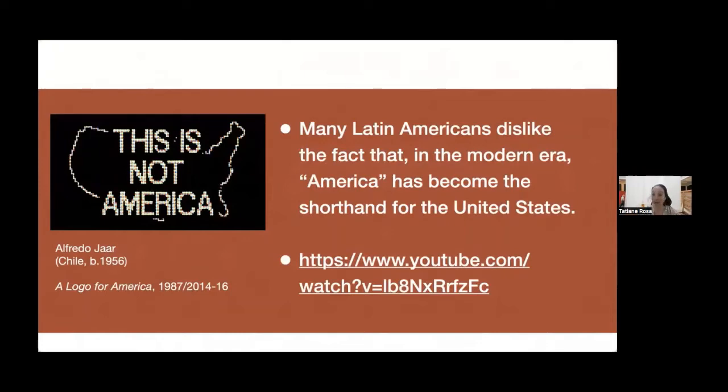during colonial times. So this is an artwork by a Chilean artist from the 80s, and he projected this image, "This is not America," onto Times Square in the 80s. Times Square at the time had only that big screen, right? Not a lot of screens like it is today with all these overwhelming screens. So this was really a big message in the 80s in New York City, in Times Square.